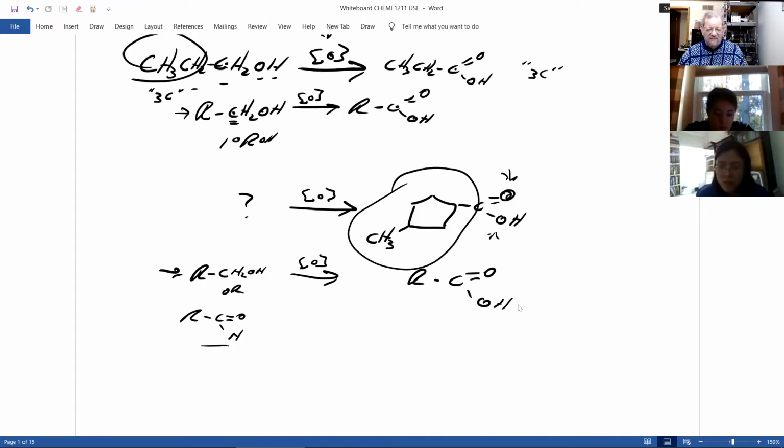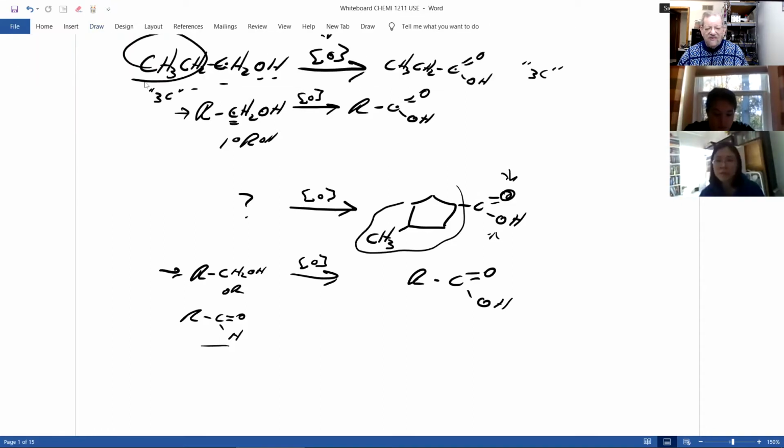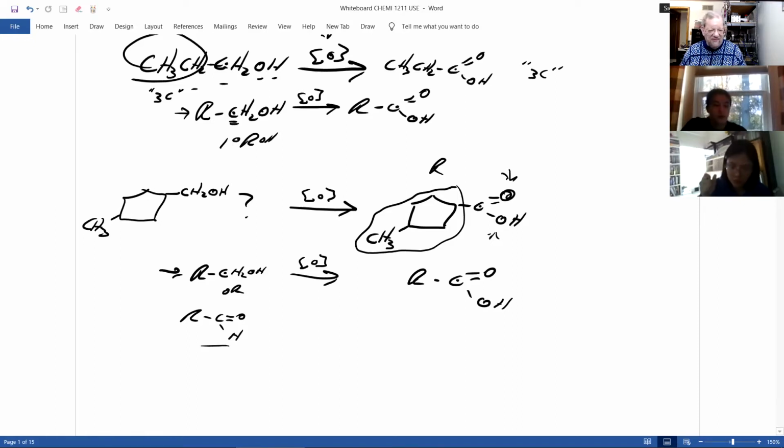Here's my R group, not counting that carbon. Hold on. Let's try that again. That's better. That's my R group. So this carbon here, carbonyl, becomes this one of the primary alcohol. And that's how you do it. And let's get back to our problem set.